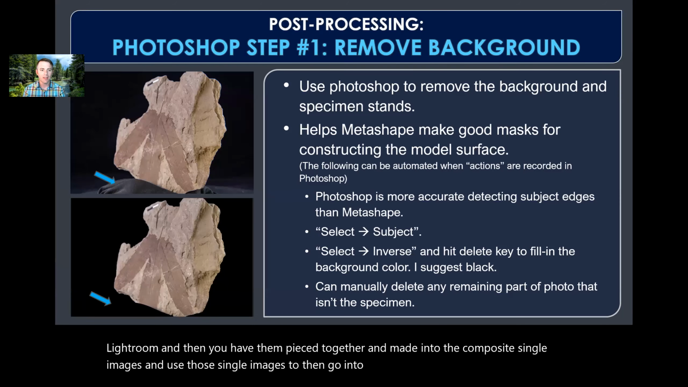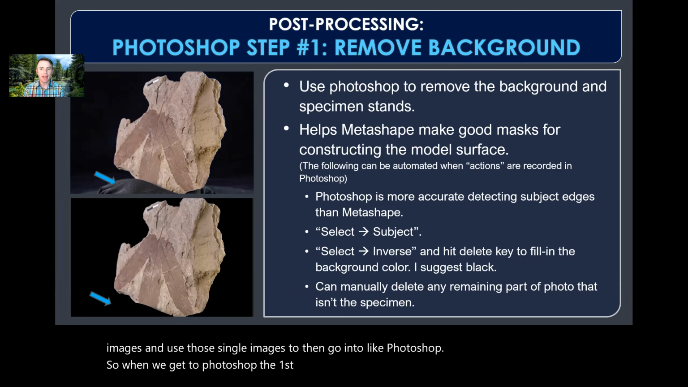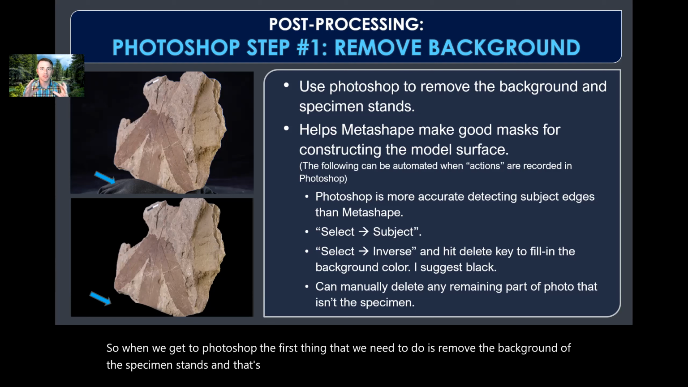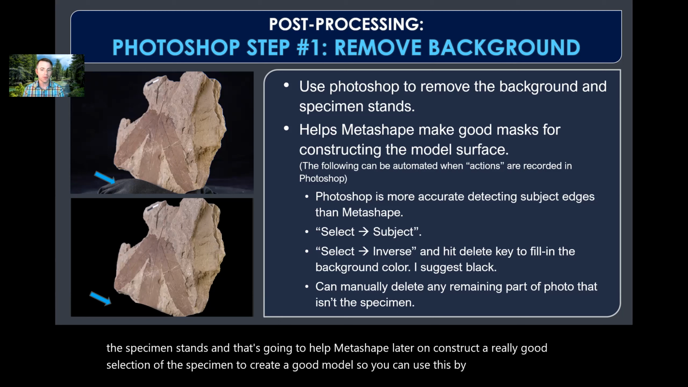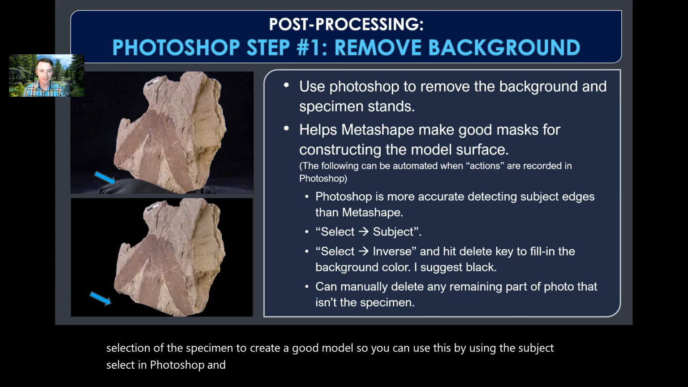So when we get to Photoshop, the first thing that we need to do is remove the background of this and the specimen stands, and that's going to help Metashape later on construct a really good selection of the specimen to create a good model. So you can do this by using the subject select in Photoshop and then deleting everything else that's not the subject.